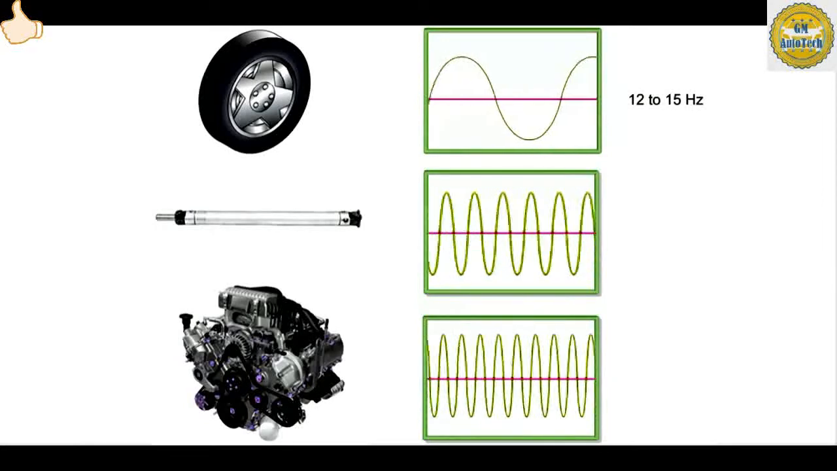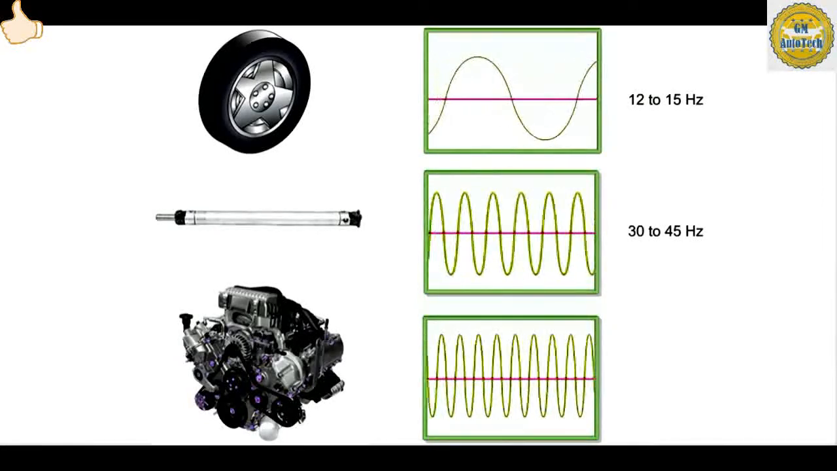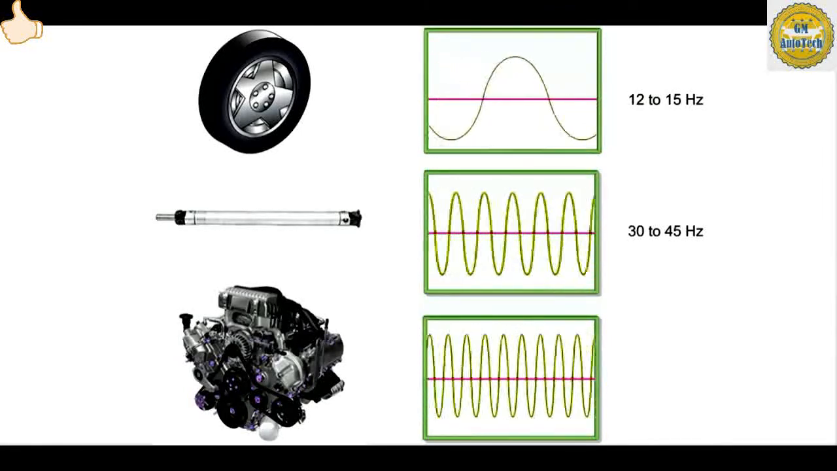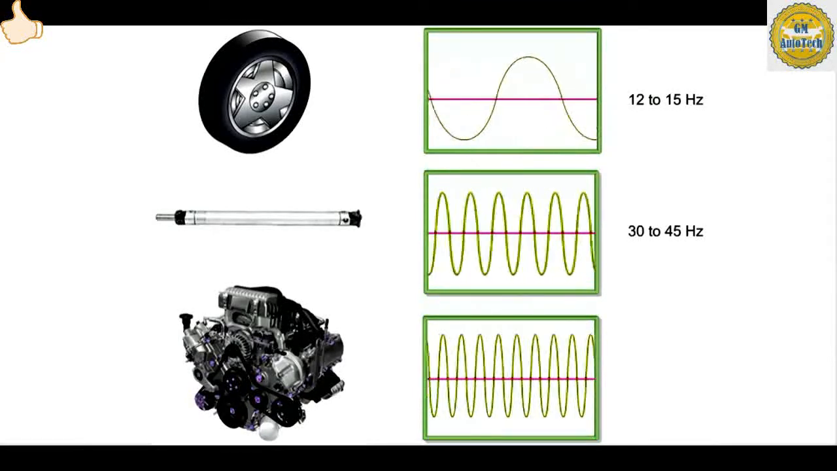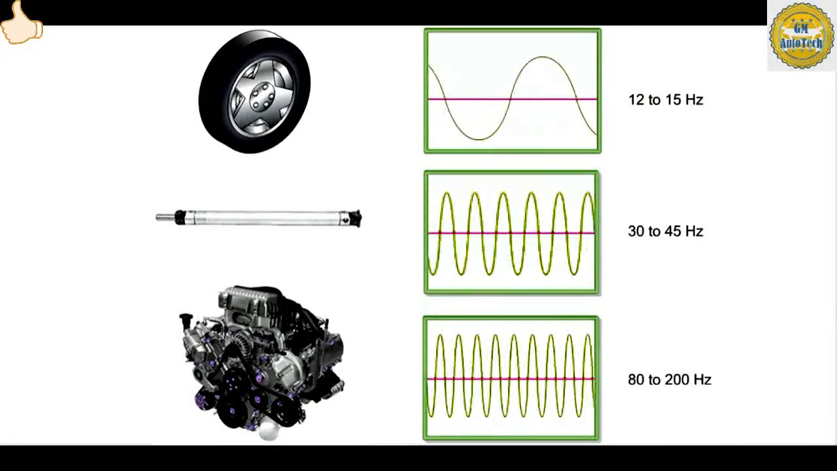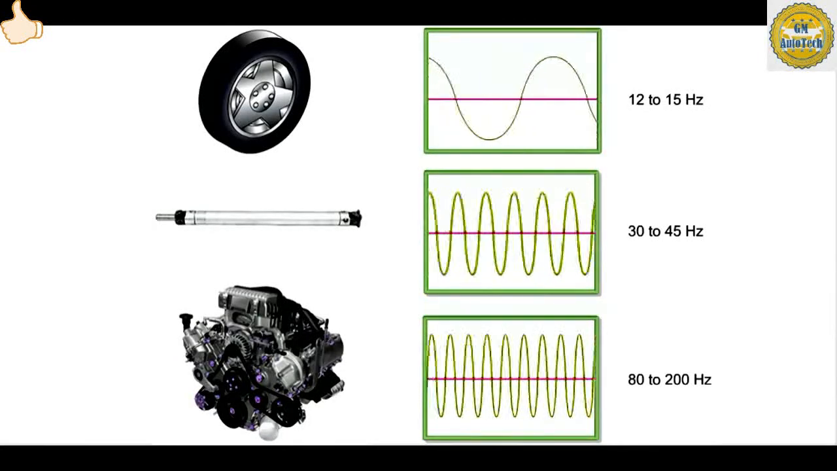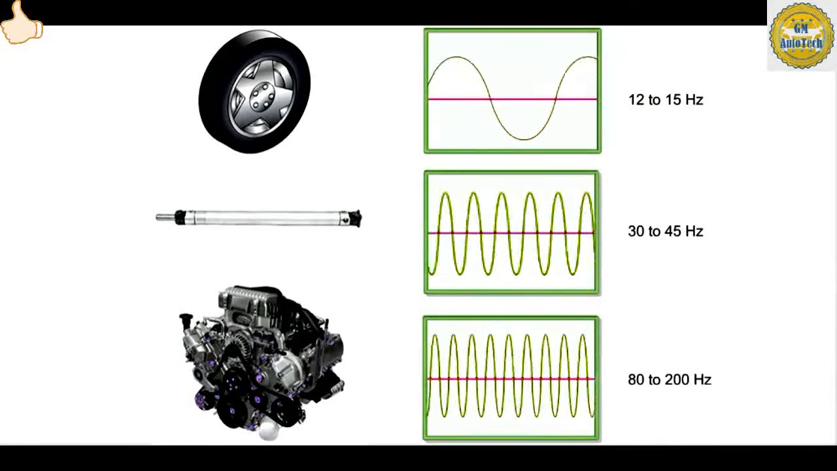This said, tire and wheel frequencies are generally between 12 to 15 Hz. Driveline frequencies are between 30 to 45 Hz. Engine crankshaft frequencies are similar to driveline frequencies, but engine firing frequencies are much higher and depend upon the number of cylinders in the engine. Engine firing frequencies are typically between 80 to 200 Hz.